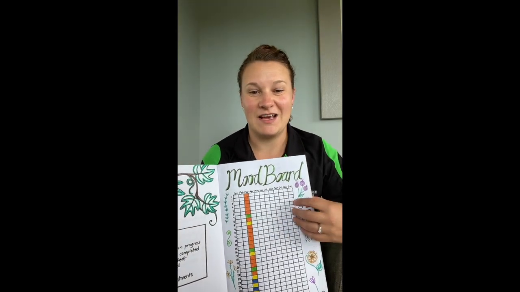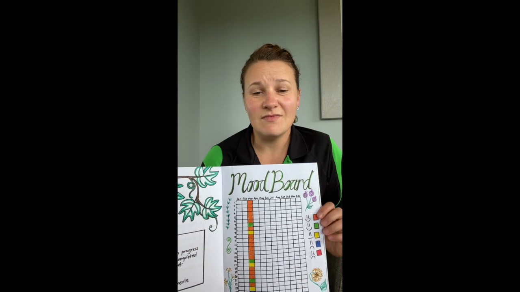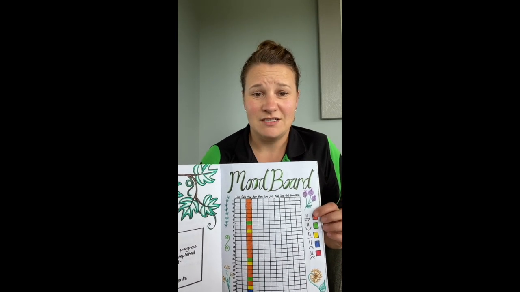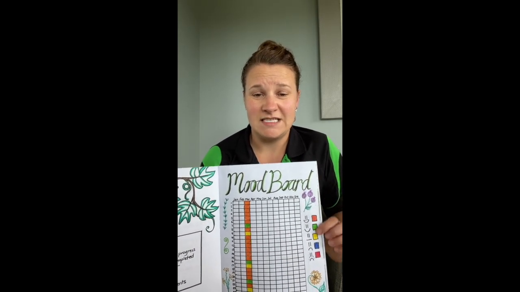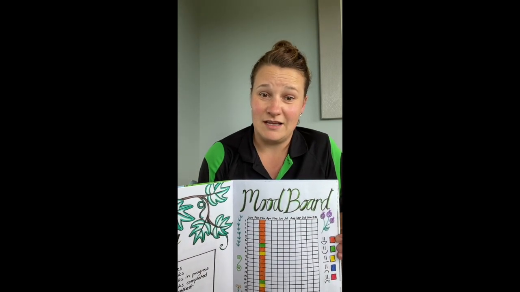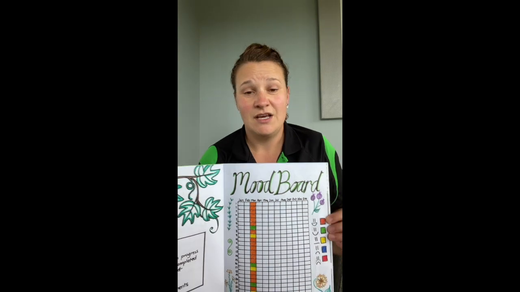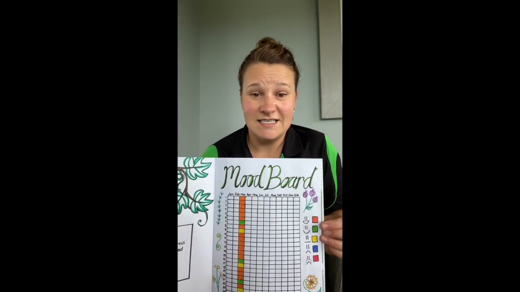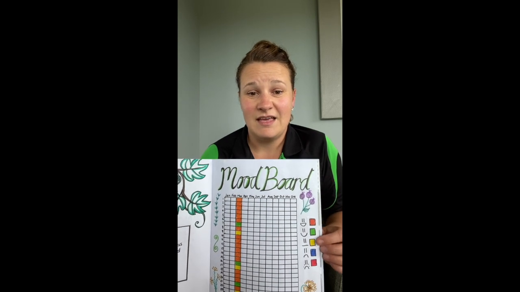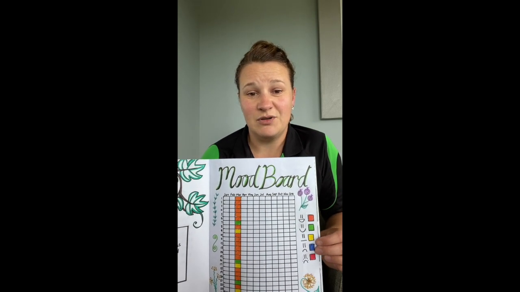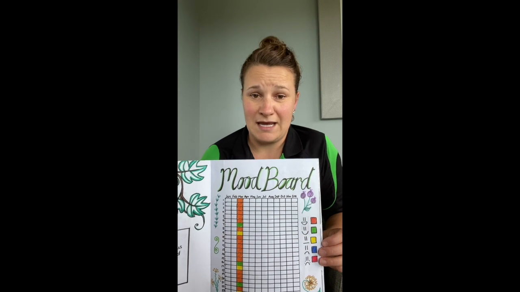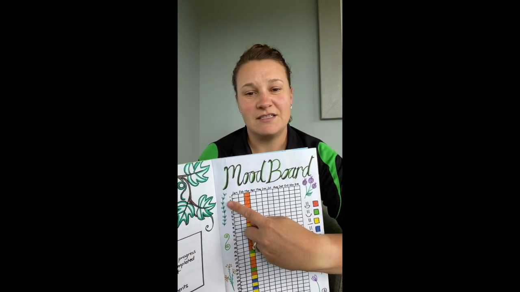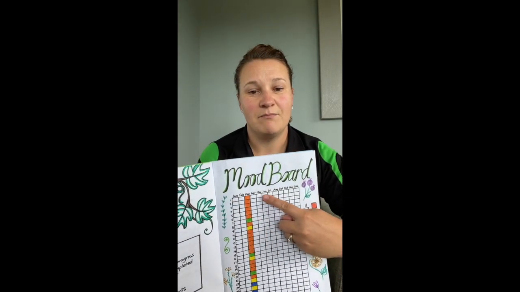On the other side of your spread, I've put in a mood board, or some people like to call them My Life in Pixels, because that's what it looks like when it gets all coloured in. As you can see, I've got different emotions down here. In Kiwi Can we have our own colours, and every colour identifies an emotion. So I've used those in here. We've got orange, which is excited, green, which is happy, yellow, which is anxious, blue, which is sad, and red, which is angry.